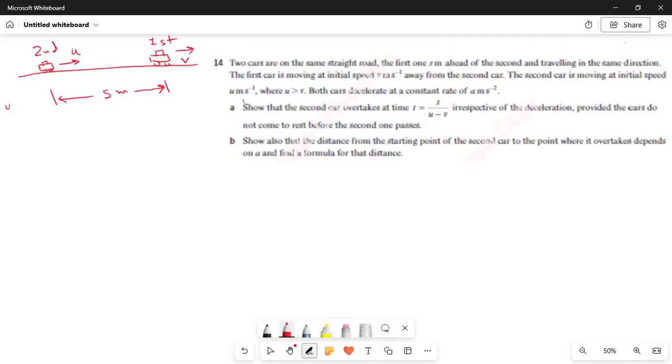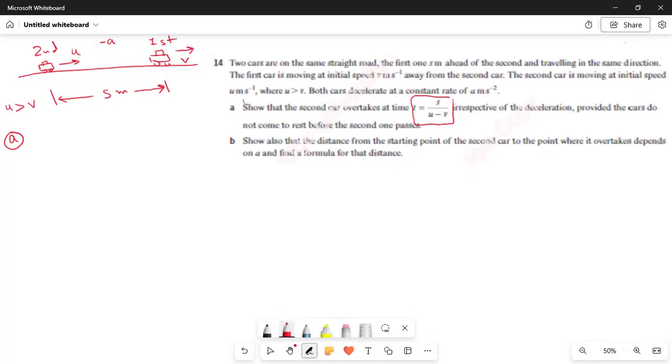And it is given that u is larger than v, so at some time the distance gap between them becomes zero, and the second car will overtake the first car. Both of them are decelerating with an acceleration of a, so acceleration is minus a meter per second squared. Now the first part of this problem is to show that the second car overtakes at this time. The time at which it will overtake is given by this expression.